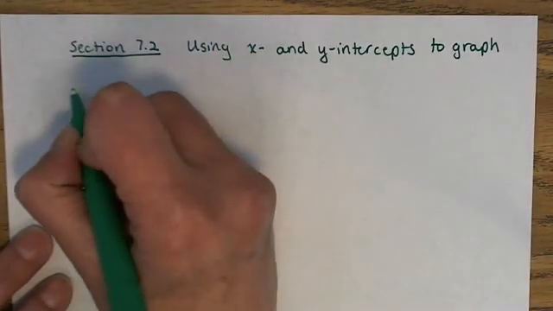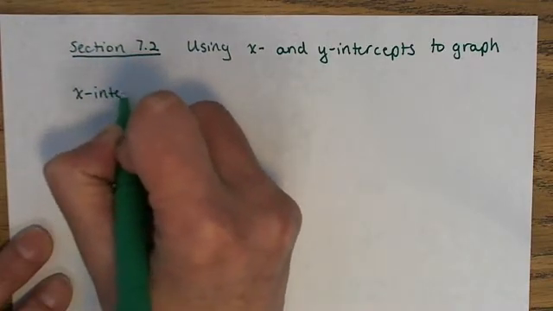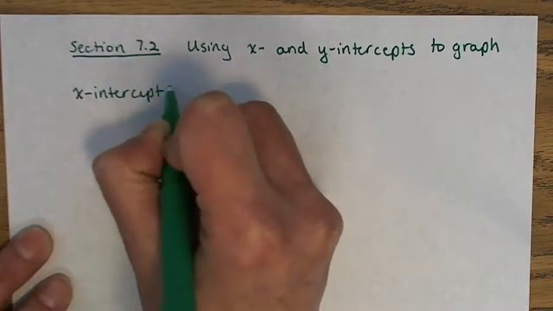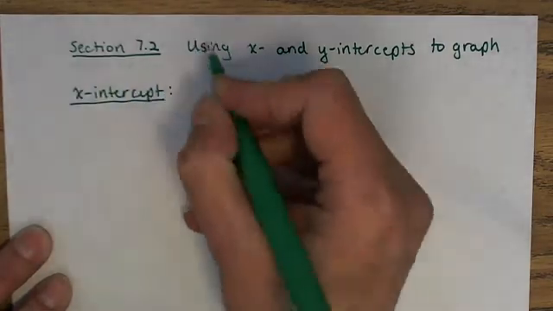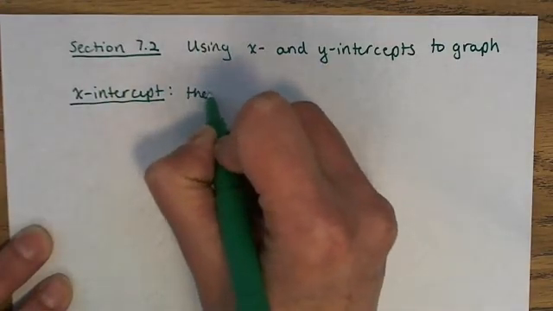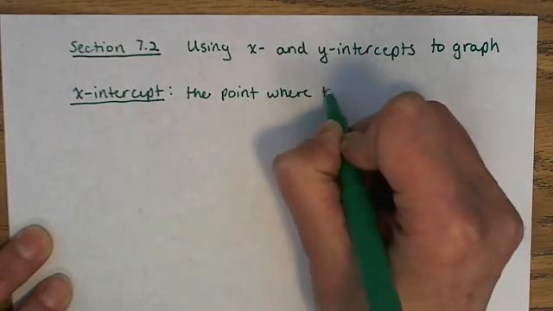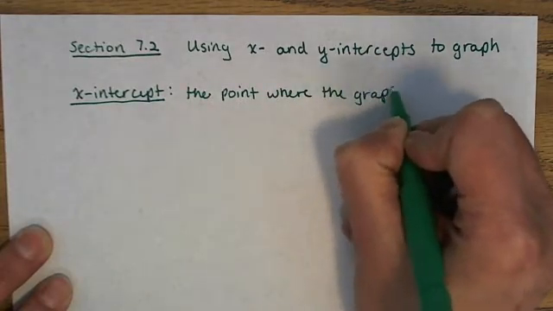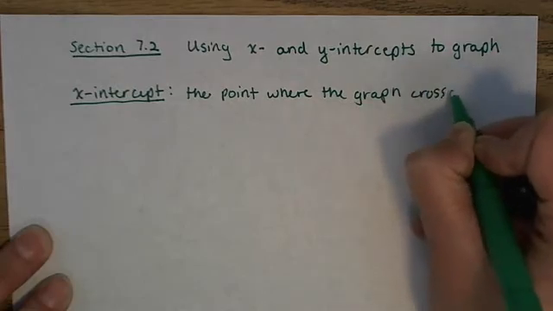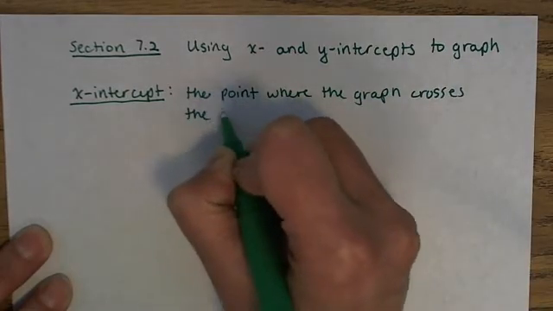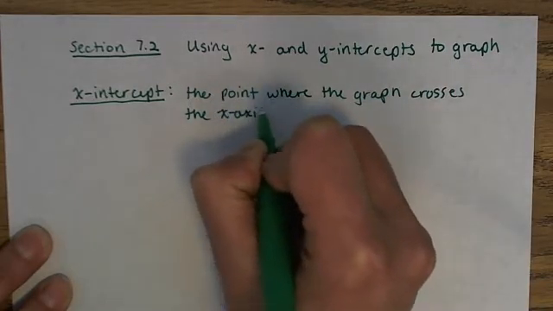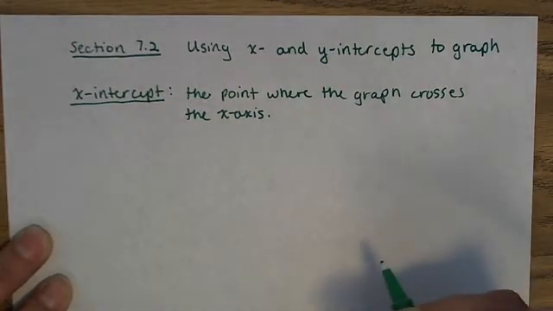So let's start by defining what is an x-intercept. Well, an x-intercept is the point where the graph crosses the x-axis. So when we're looking at these points, you will find that all of them will be on the x-axis.